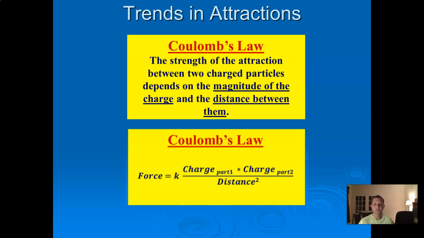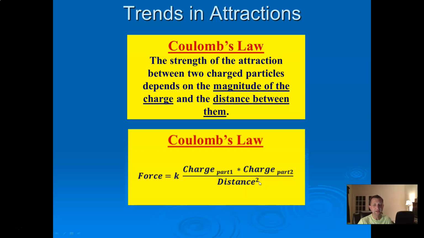Okay? So those are the two parts of Coulomb's law, but which one's more important? Which one makes a bigger impact on attraction? That could be determined by looking at the Coulomb's law equation. You don't really need to memorize this, but you need to look at it and be able to figure out what is making a bigger impact here. So the attractive force is equal to K, which is some constant, multiplied by the charge of part 1 times the charge of part 2. Those are your two particles there. And that's divided by your distance squared.